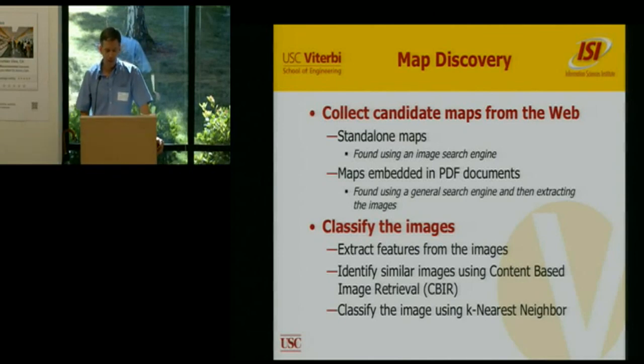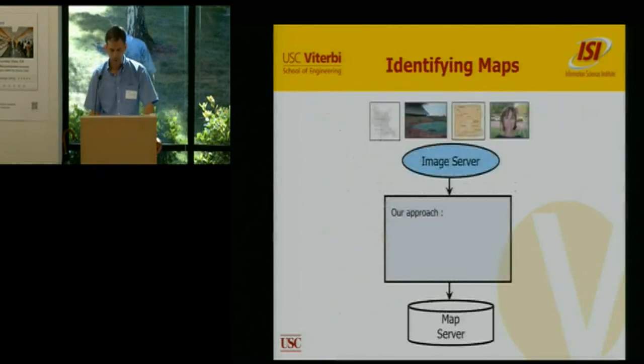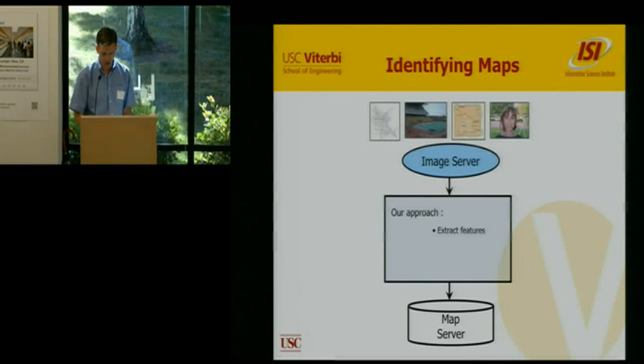So we developed some techniques where we identified a set of features that can be used to characterize maps, and then we used a technique called content-based image retrieval, or CBIR, to figure out which images were maps and which were not. Here's the basic approach. Along the top you see a set of images. Some of these are maps, some are not. The basic approach is to take each of these images and extract a set of features from them.